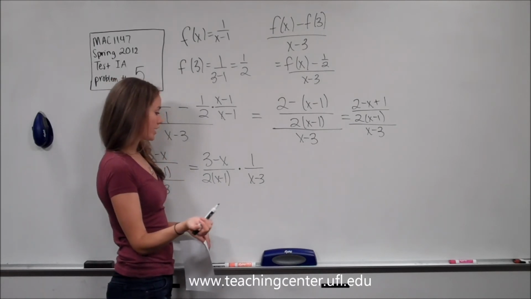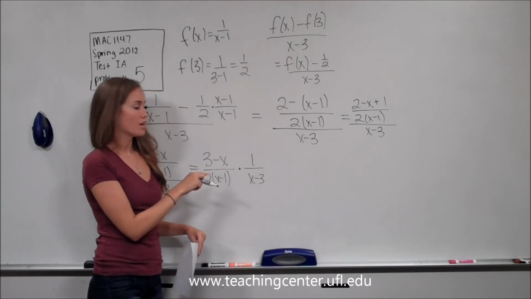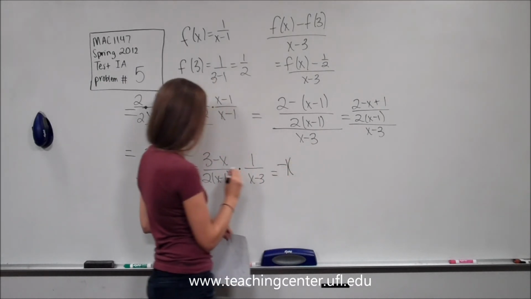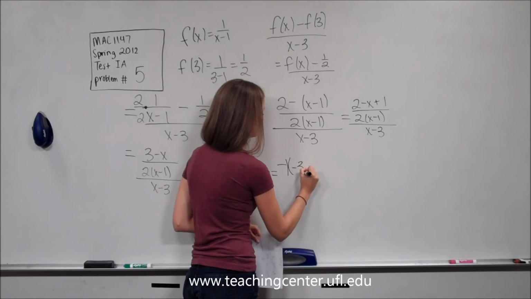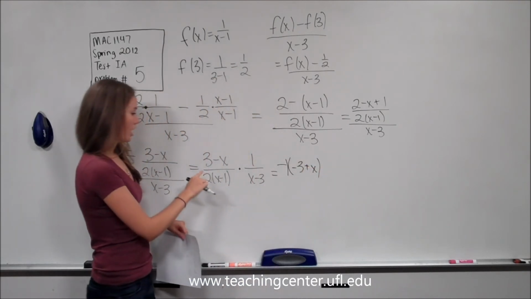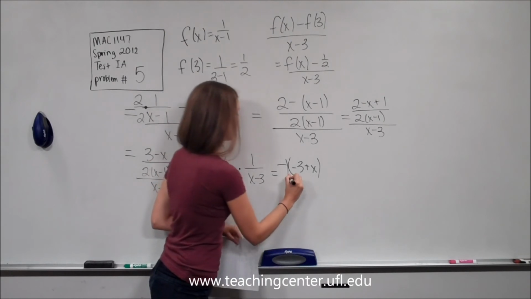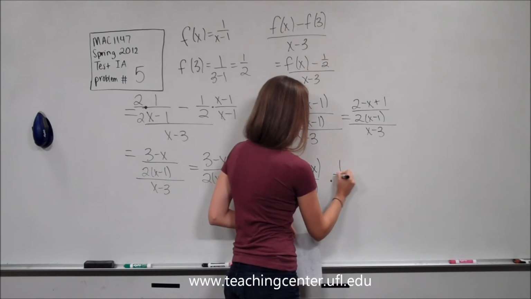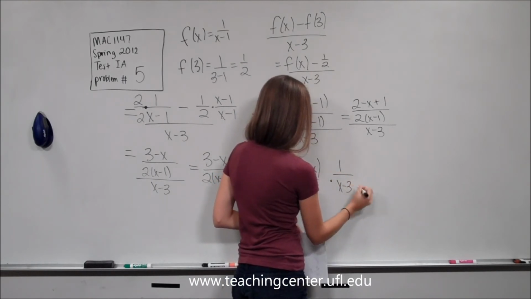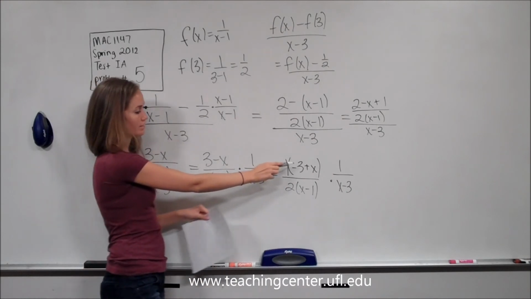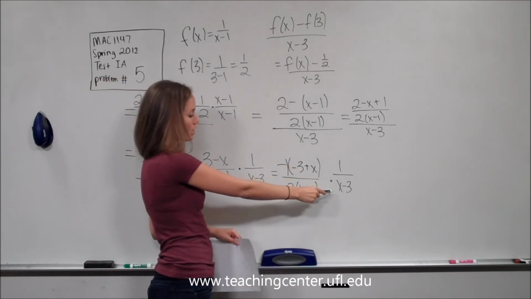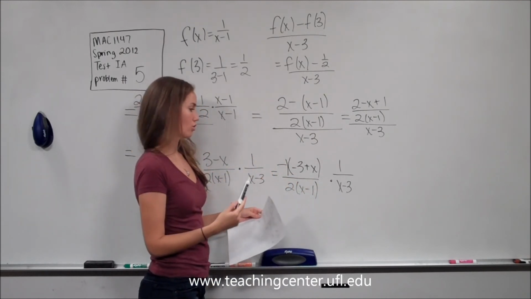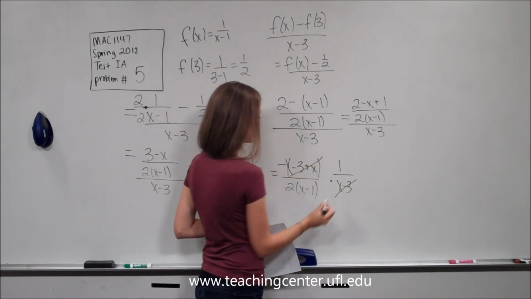We can, but we have to do something first, and that is to pull out a negative from one of them. If we pull out a negative 1 from the top, it becomes negative 3 plus x, and we still have the same denominator, 2 times (x minus 1), times 1 over x minus 3. So we have a negative 1 times (negative 3 plus x), and on the bottom we have x minus 3. Negative 3 plus x is the same thing as x minus 3, because we can just switch their order. And so these two cancel out.